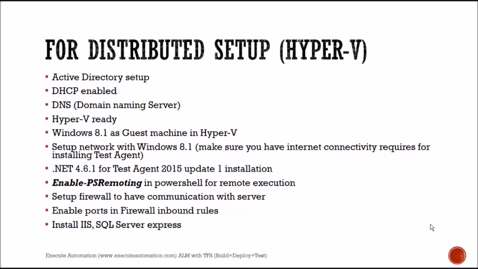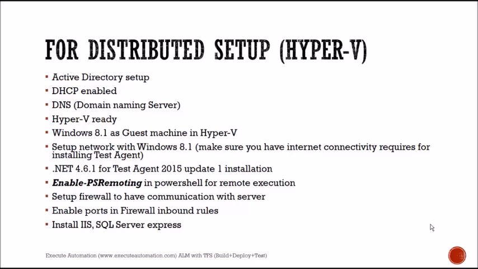Make sure you have internet connectivity required for installing the test agent, because the test agent is something which is going to run in our guest machine, so that once the application is deployed in the guest machine, this test agent should execute in there, right? So this setup is also required for the network in the Windows 8.1 guest machine. And again, you should also have .NET 4.6.1 for the test agent 2015 Update 1 installation, right?